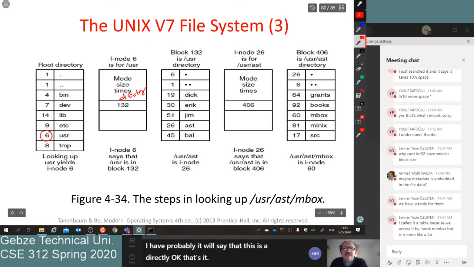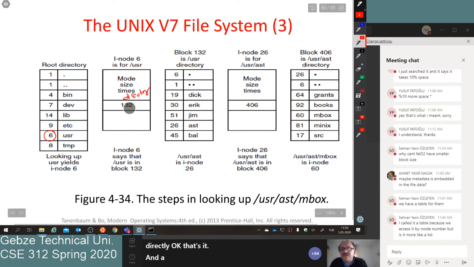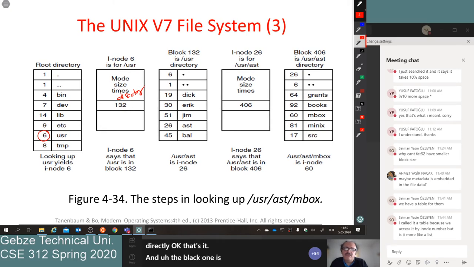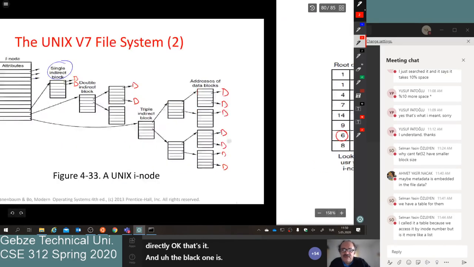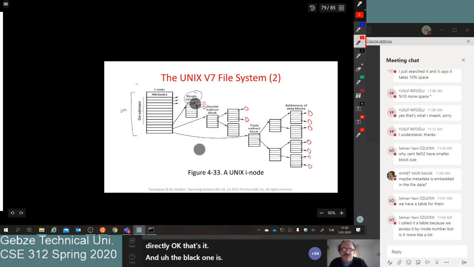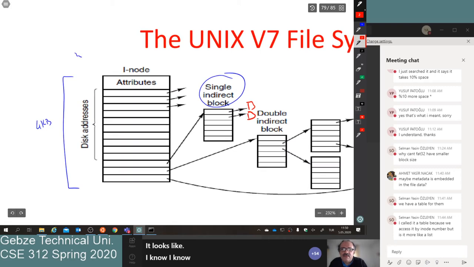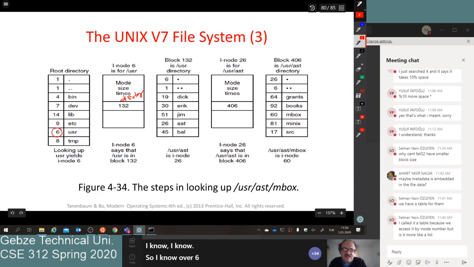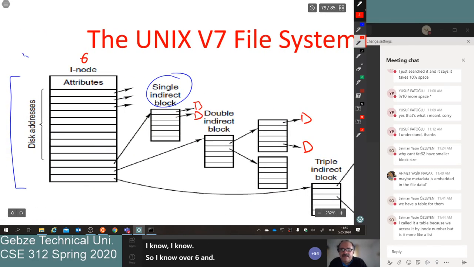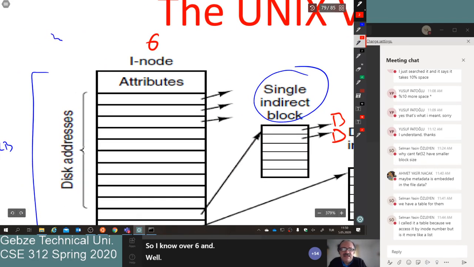And the block for the inode. What's the inode number? Inode number 6. So inode number 6, and I forgot this one. As I know, one, two is the block number of this file.